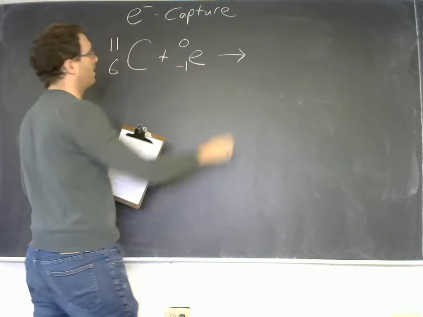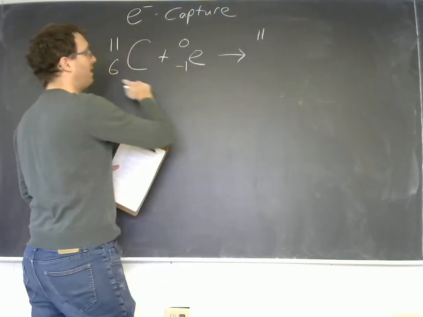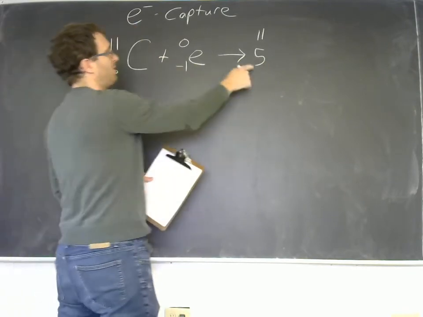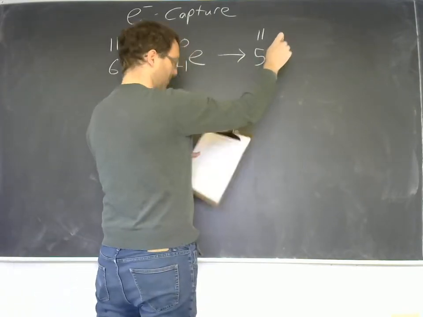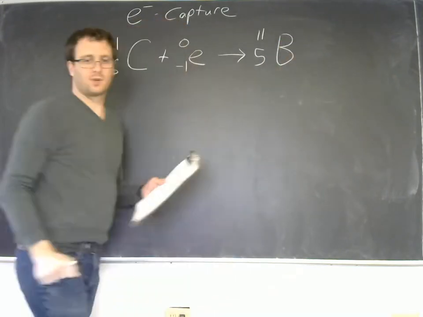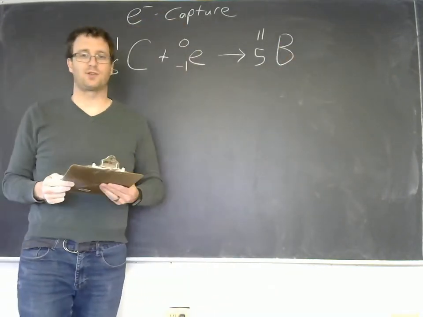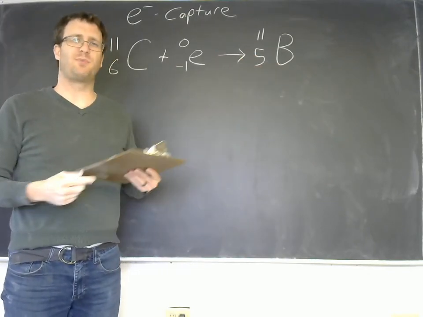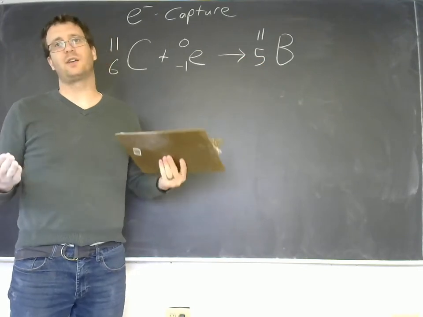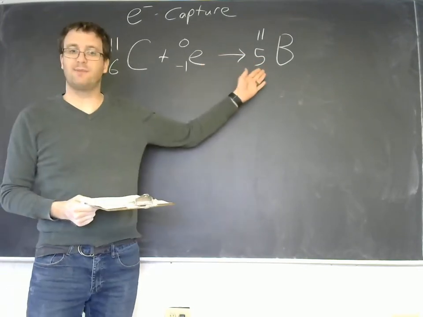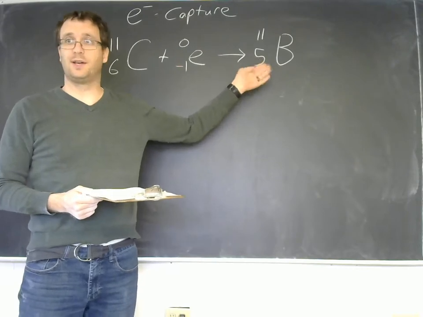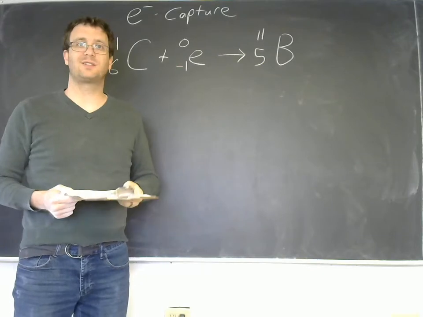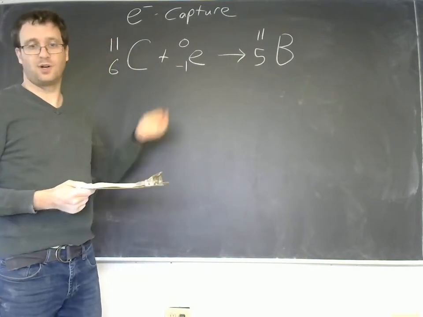And what will be the product? It will still be 11, but now instead of 6, it will be 5. 6 plus a -1, that's going to equal 5. So that's, hold on, that's boron. Carbon-11 will convert to boron through electron capture. And you'll notice the product here is one position down on the periodic table. So positron emission and electron capture will both produce the same daughter nuclide or daughter isotope, but we can tell the difference because one of them emits a positron that we can detect, and the other one does not. Electron capture does not.